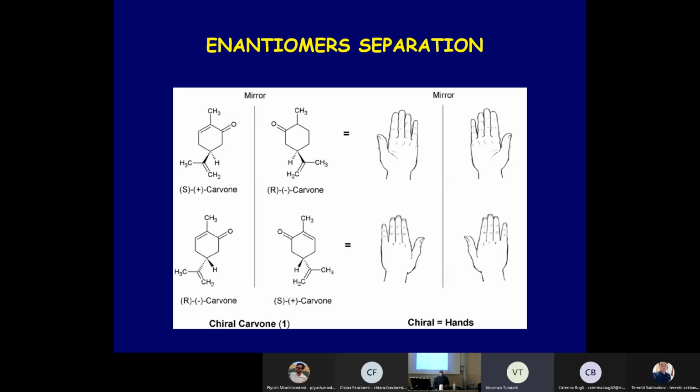Now we have an important point. Enantiomers separation. I don't know if you have already seen this point during the course of organic chemistry. Yes? Oh, perfect. Because it's not so easy to separate two enantiomers, because you know they have the same chemical physical properties. And so I have to introduce an element of diversity.